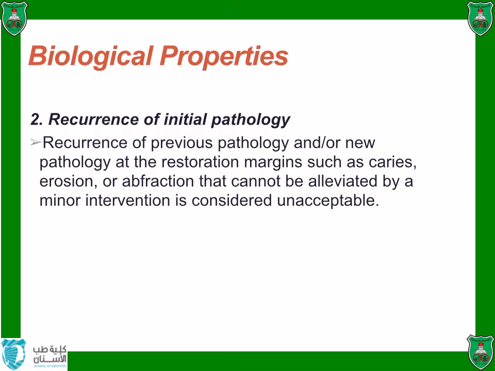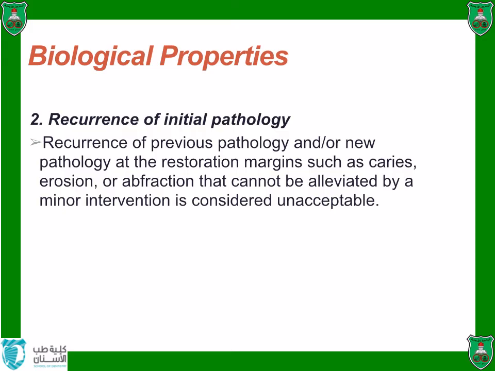Now we need to examine this recurrence of pathology. If it's dental caries and we can manage it by repairing the same restoration, you can do that. If we have large caries, then we need to replace this restoration with a larger one. If we still have erosion or abrasion around this restoration, we should actually modify the etiological factor and then retreat the tooth structure.